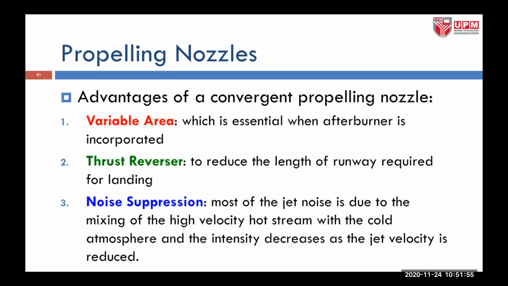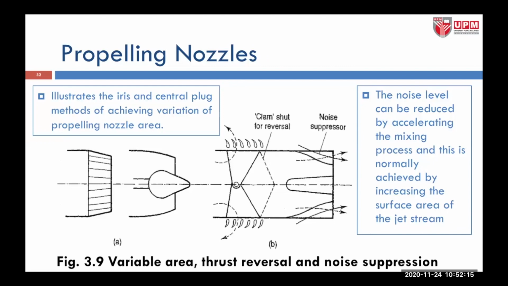With a convergent propelling nozzle, most of the jet noise is due to the mixing of the high velocity hot stream with the cold atmosphere, and the intensity decreases as the jet velocity reduces. So with a lower jet velocity, you will have lower noise generated. Figure 3.9 here shows variable area, thrust reversal and noise suppression. It illustrates the iris and central plug methods of achieving variation of propelling nozzle area.